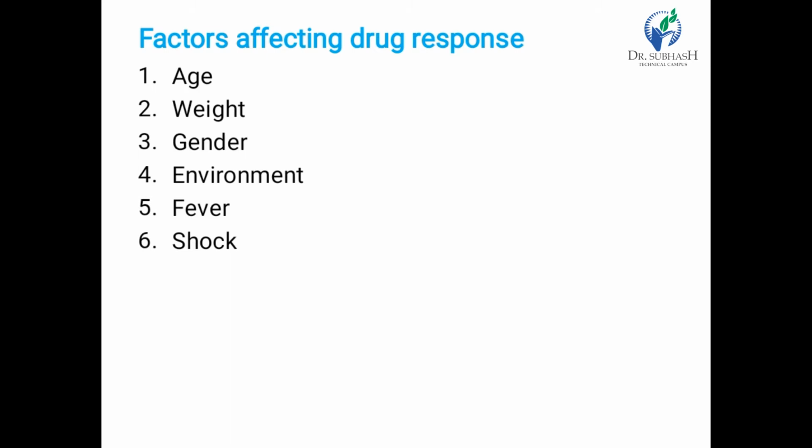Then gender. We all know that male and female have different capacities on the basis of gender for ADME reactions, right? Therefore, on the basis of gender, the dose of drug will be different, right? Environment. Environment means if cold or warm environment is there, depending on that we should prescribe the dose of drug. Fever and shock-like conditions, right? So depending upon all these factors we should prescribe the dose of drug, right?